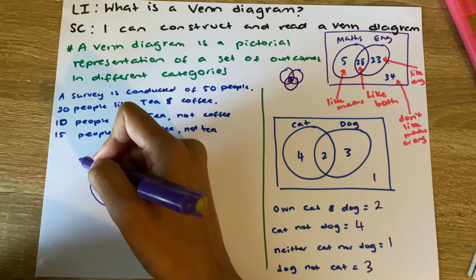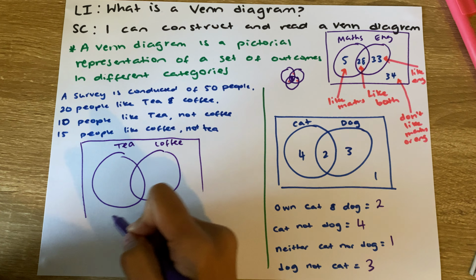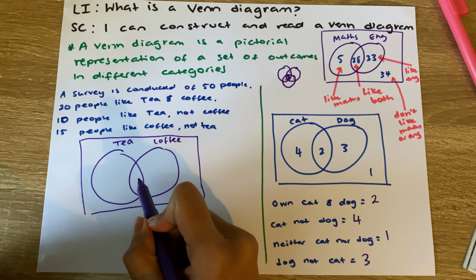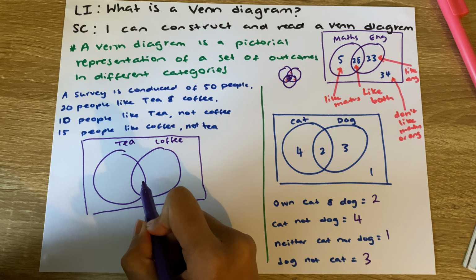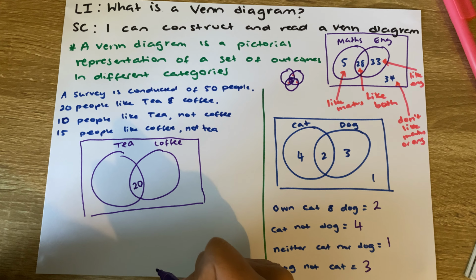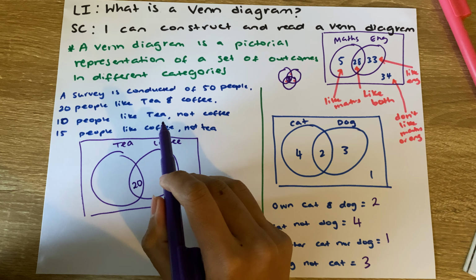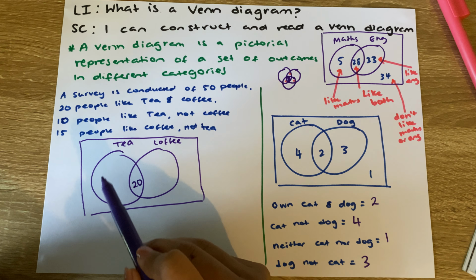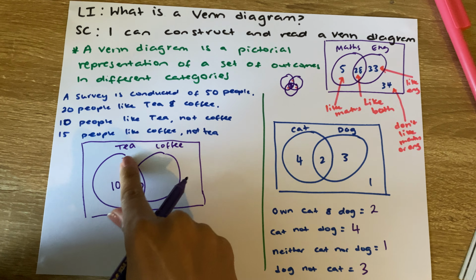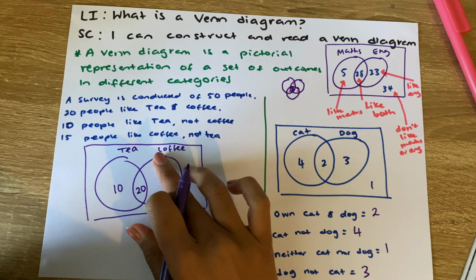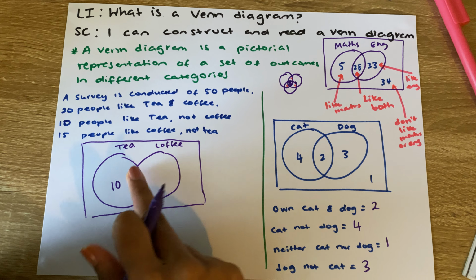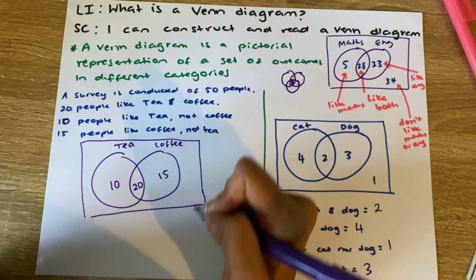So if we were to fill out this Venn diagram, okay, the way that we would fill it out is I would see my similarity first, okay? So how many people liked tea and coffee? What was my overlap? 20 people like tea and coffee. So straight away I can put a 20 in here. 10 people liked tea but not coffee. So I'm going to go to the tea circle. Excluding coffee, 10 people just like tea, so that's going to go just in the tea section. 15 people liked coffee but not tea, so excluding the tea section, we're going to write 15 in here.